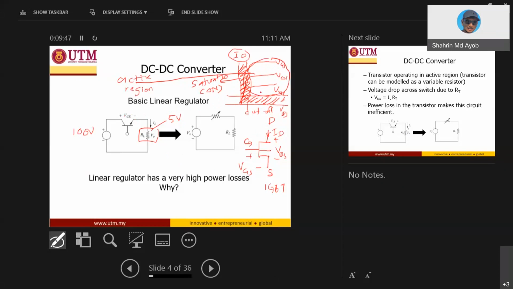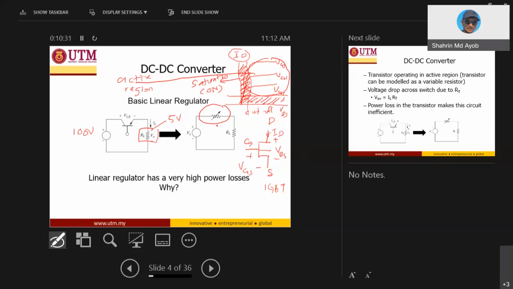As you can see, if you operate under the active region, when you change something, for example the current, the voltage will change, right? So if the transistor is operated under the active region, we always refer to it as a variable resistor, because once you change the current, you change the voltage. Okay, so what is the drawback or limitation of using this basic linear regulator? The advantage is very simple, but there is one big problem with it.